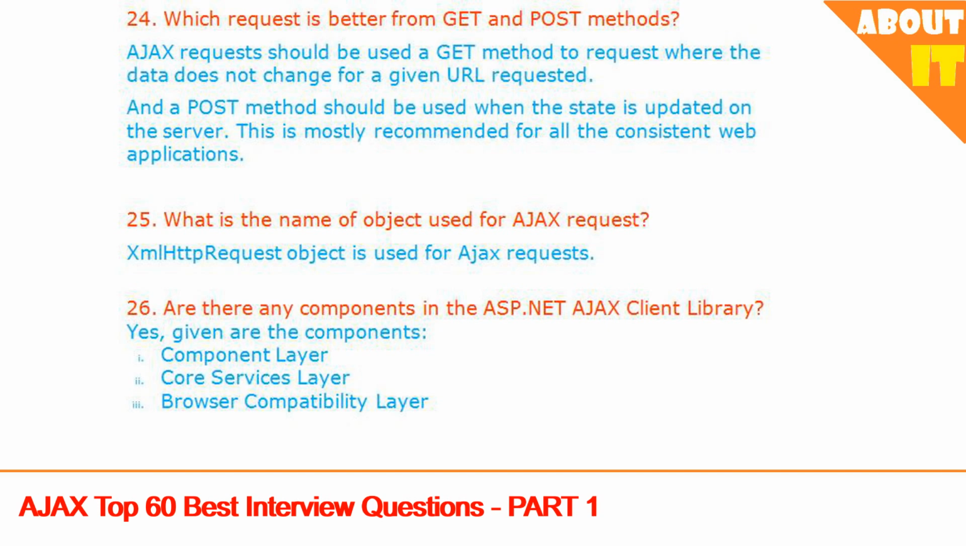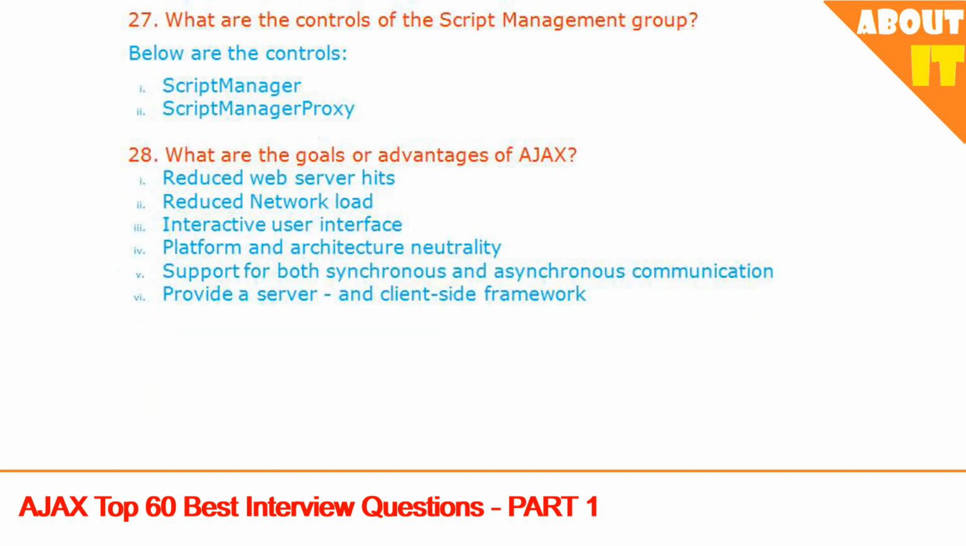25. What is the name of the object used for AJAX request? XMLHttpRequest object is used for AJAX requests. 26. Are there any components in the ASP.NET AJAX client library? Yes, given are the components: component layer, core services layer, browser compatibility layer. 27. What are the controls of the script management group? Below are the controls: ScriptManager, ScriptManagerProxy.